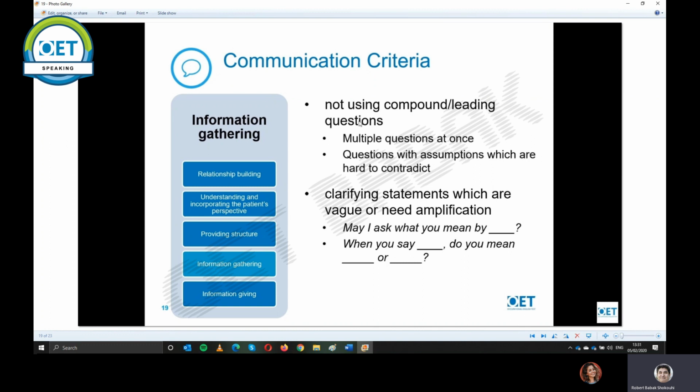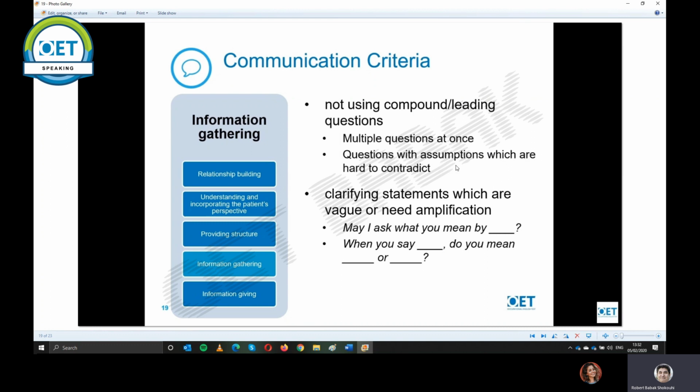Not using compound or leading questions. Okay. We don't say, when you say this, do you mean this? Oh, yes, we say this. We don't ask two questions at the same time. If you ask two questions at the same time, the patient is confused. They don't know which one to answer. So if I say, did it go anywhere in your body, or did it come and go? The patient needs to think, okay, which one should I answer first? And maybe they just answer one of them or not at all.